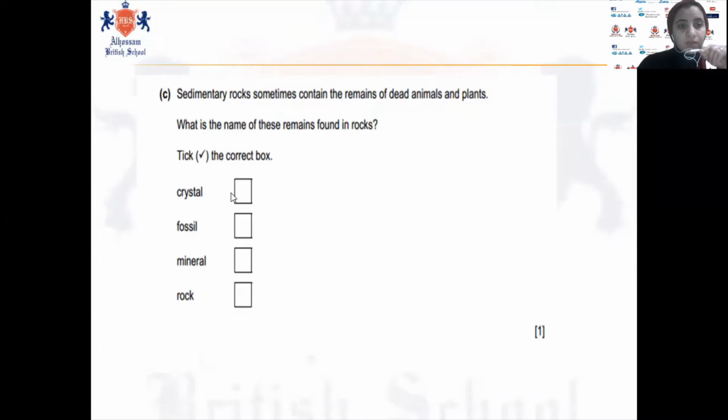Yes, Mohannad? Like examples, fossil fuels are the remains of dead animals under the ground. Excellent. The remains of dead plants and animals. Okay, under the ground. Excellent. Okay, this is the meaning of fossils. Okay, next question.